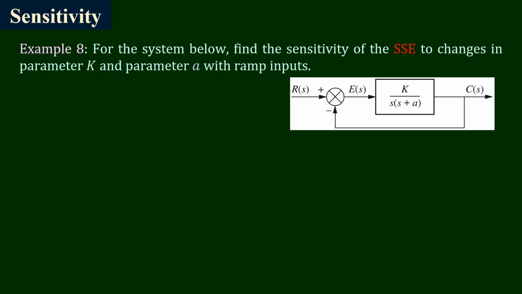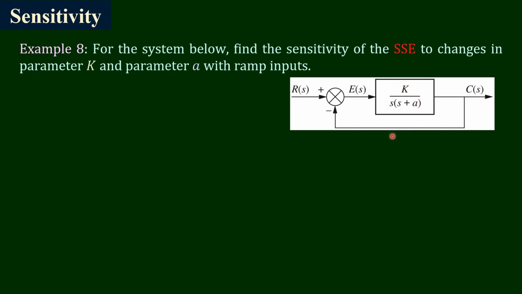So in this example, we are asked to find the sensitivity of the steady state error to changes in K. Like if there is a change in K, how will the steady state error of this closed loop change? And there are two questions: one, the sensitivity because of K, and two, the sensitivity because of the parameter A.